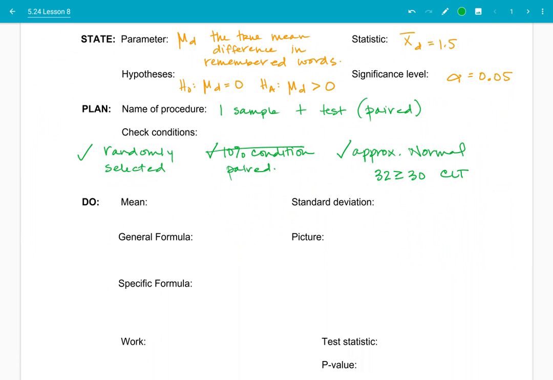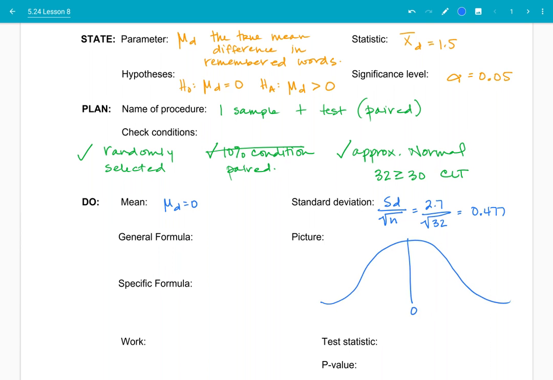Okay, let's do our problem. Our mean and standard deviation for our picture is going to be the mean of our null, and our standard deviation has to be adjusted by dividing by the square root of n. That's going to be 2.7 divided by the square root of 32, which should give us a value of 0.477. That allows us to draw the distribution with a mean of 0 and a standard deviation of 0.48.